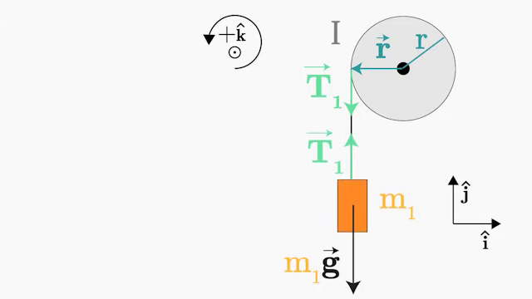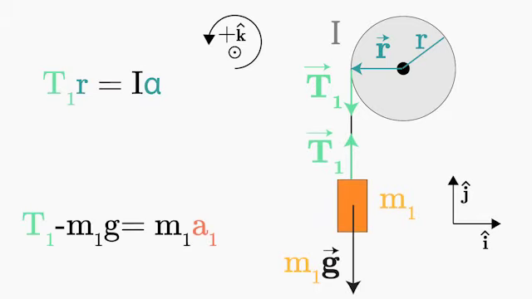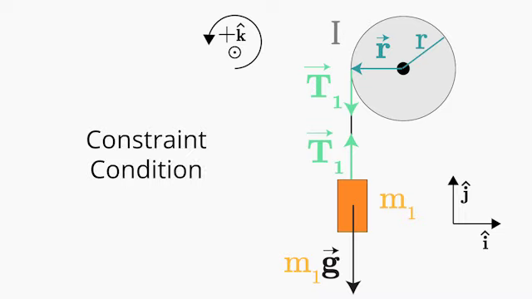Finally, we need to connect these two equations. Because the block is connected to the pulley using an ideal taut inextensible rope, a1 is going to be related to alpha. We just need to figure out exactly how they're related. In other words, we need to write down the constraint condition.